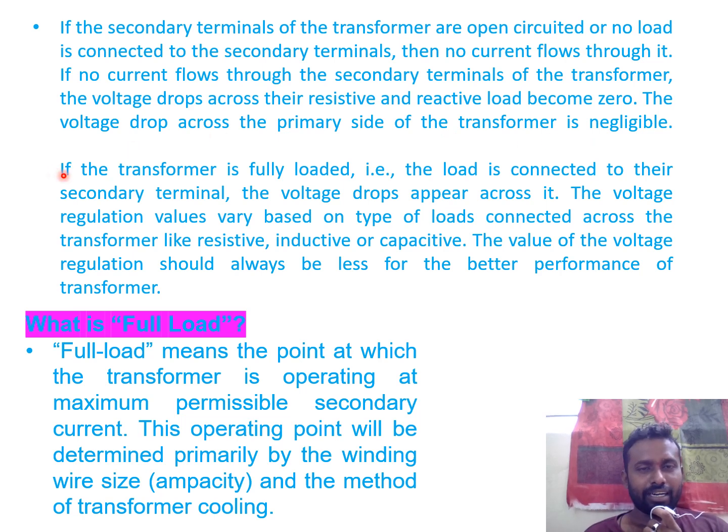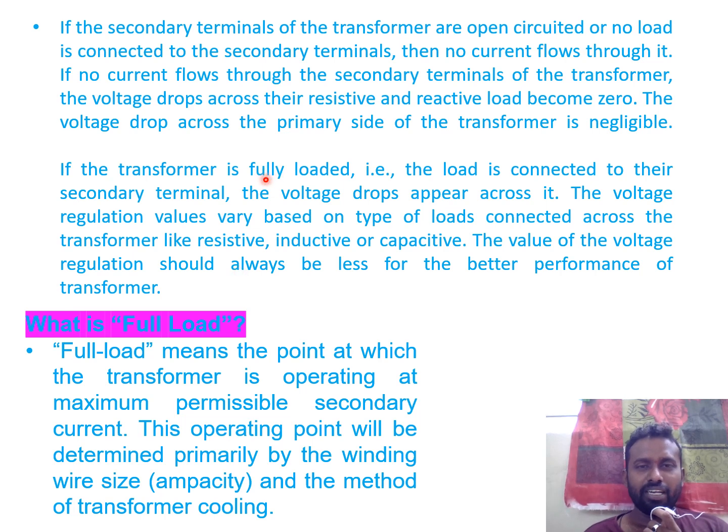Now if the transformer is fully loaded, that is, load is connected to the secondary terminals, the voltage drop appears across it. The voltage regulation values vary based on the types of the load connected across the transformer, like resistive, inductive and capacitive. The value of the voltage regulation should be small for the better performance of the transformer.